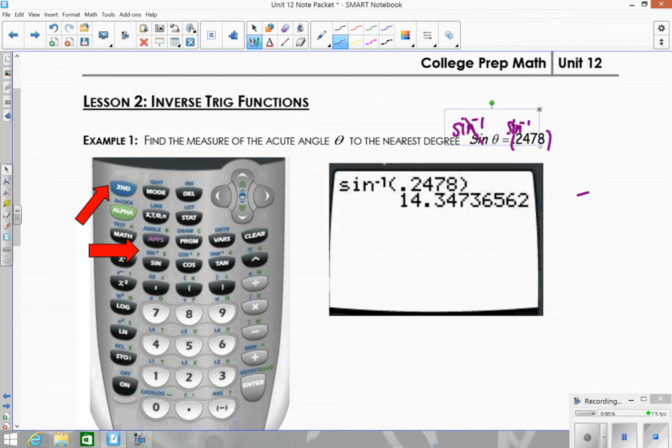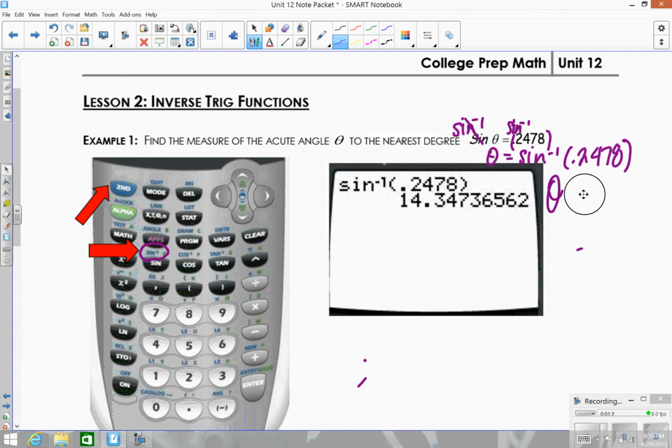So then we end up with theta equals sine inverse of 0.2478. In your calculator, depending on what type of calculator you have, it's going to have the sine to the -1. That means sine inverse. That's how we undo the sine key. So you would put that into your calculator, making sure that it's in degree mode, and that would give you theta. So if you look, we get 14.347.